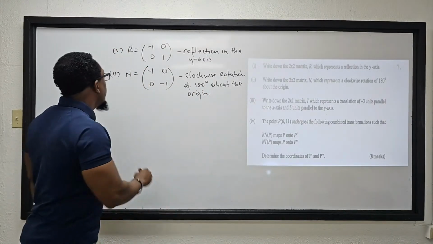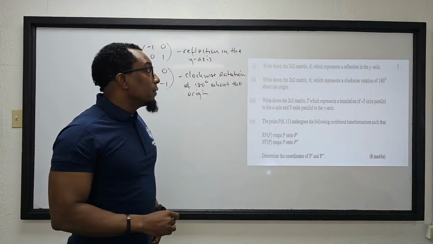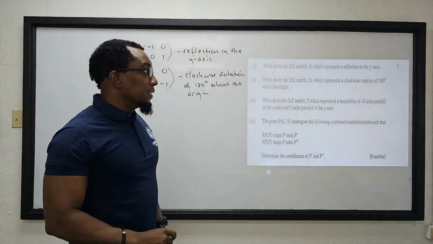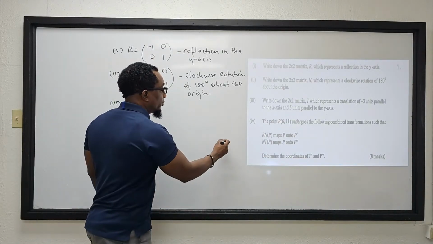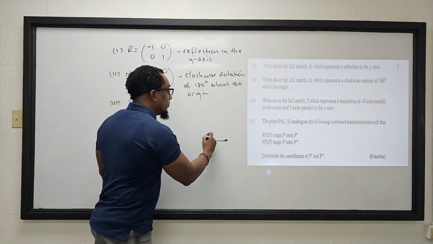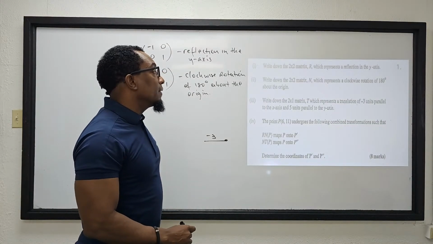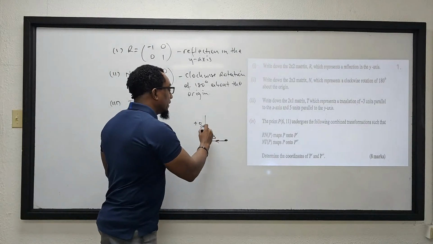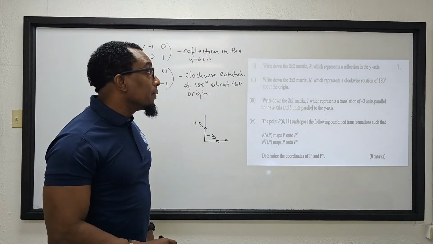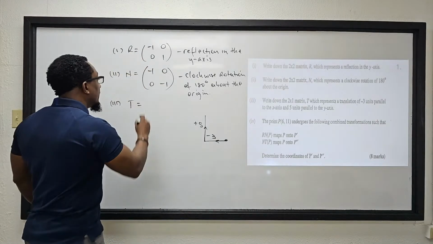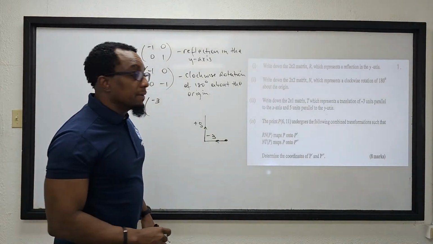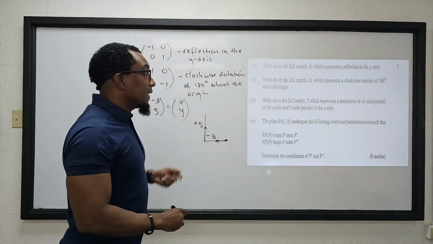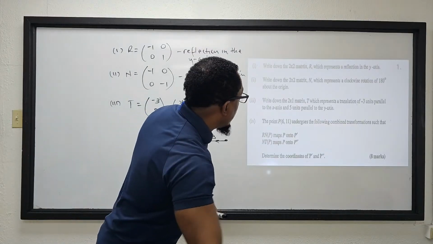Alright, let's look at part 3. Part 3 says, write down the 2 by 1 matrix T, which represents a translation which is 3 units parallel to the x-axis, so 3 units parallel to the x will be moving this way to the left, and 5 units parallel to the y, meaning you're moving 5 units upwards. So you're moving to the left and you're moving upwards. As a 2 by 1 matrix, this will be negative 3, because x must be written first, and 5. So you have x, y, so that's a 2 by 1 matrix, negative 3, 5. So that's part 3.